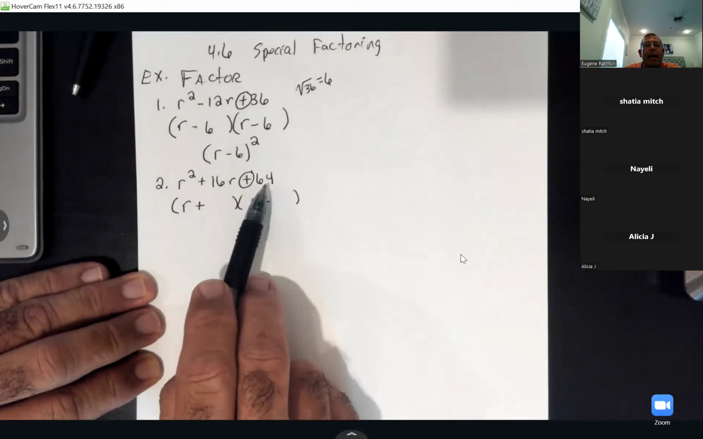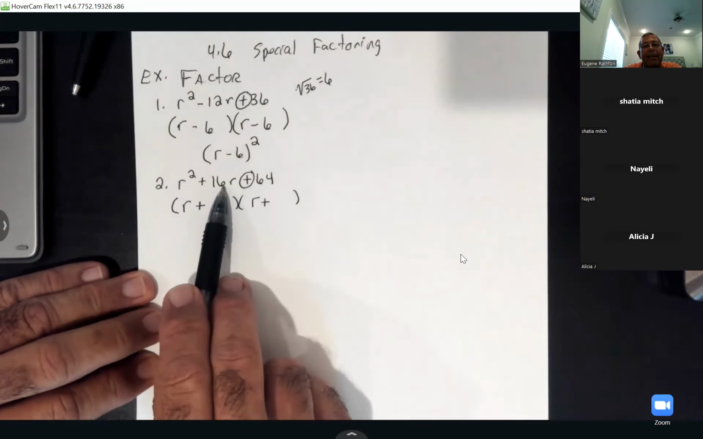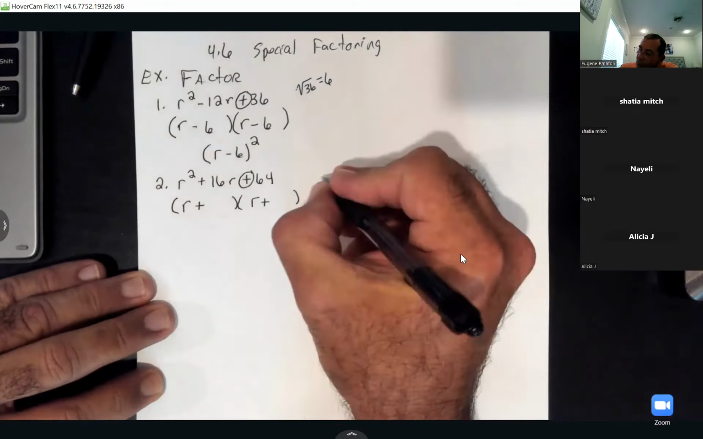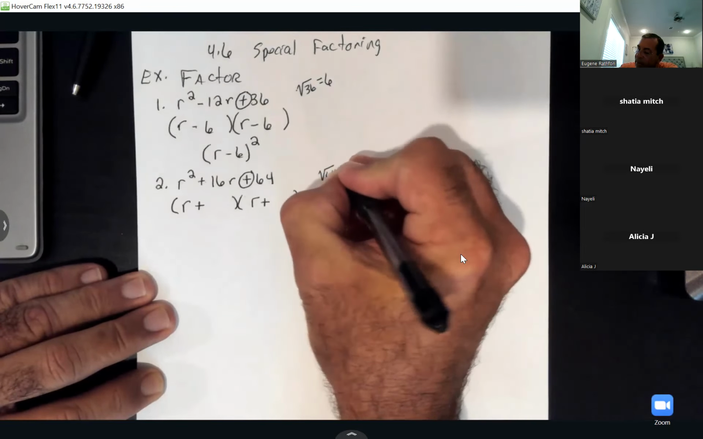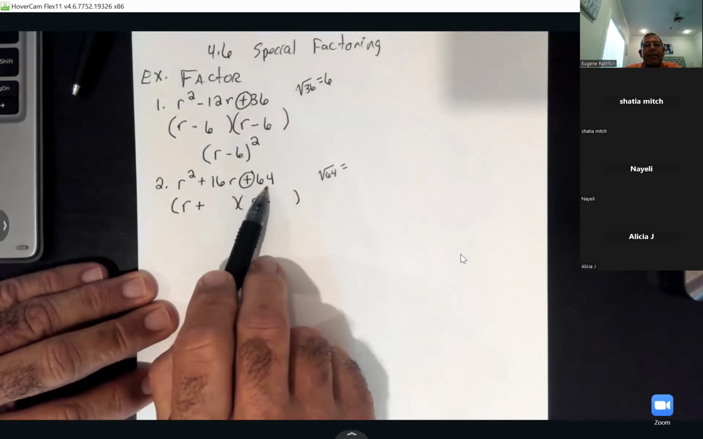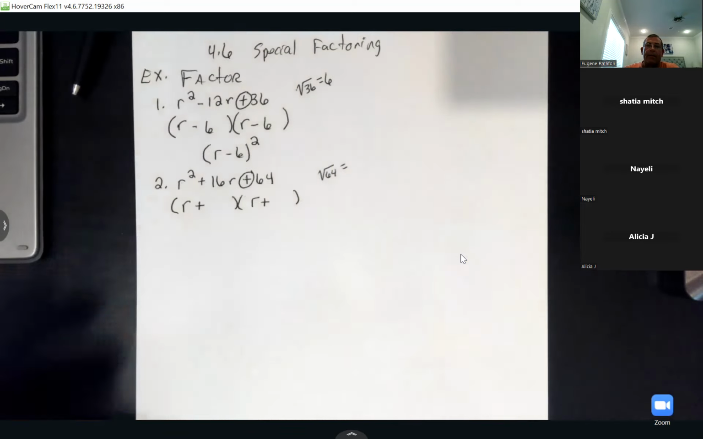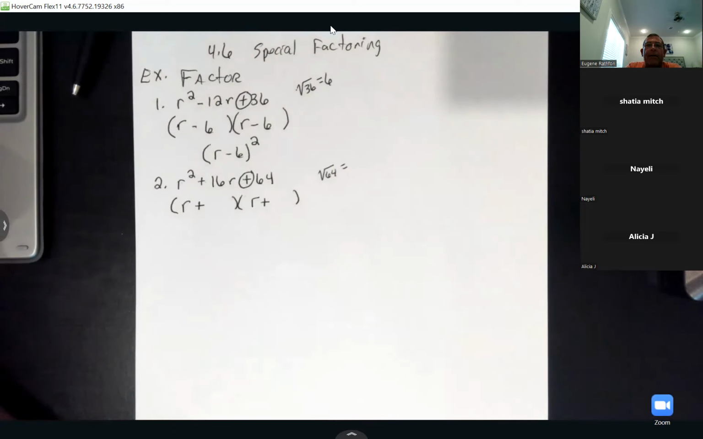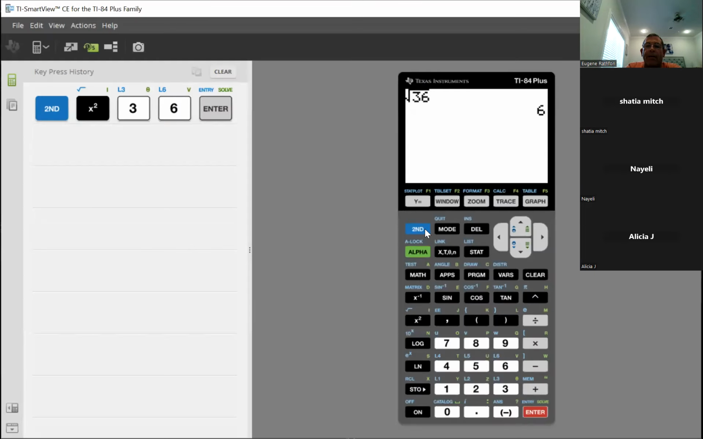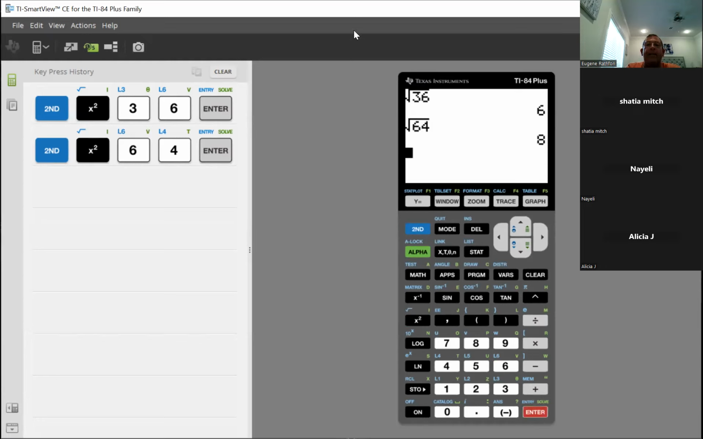So y'all, once again, I need factors of 64 that add to get 16. So in section 4.6, if you can figure out the square root of that 64, you'll have your two numbers. So y'all, if we want to, we can run back to our calculator again. Remember, to do the square root, I'm going to hit the second button and then the x squared button. I'm going to put my 64 under there. And y'all, the square root of 64 is 8.